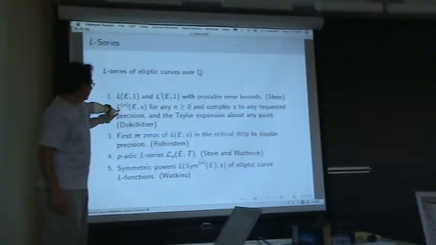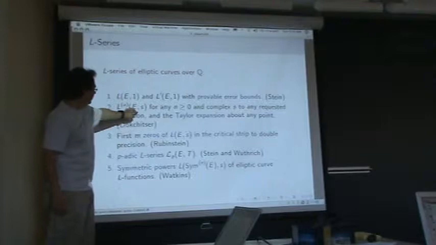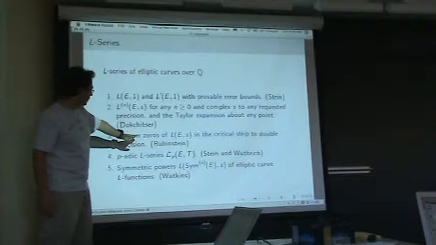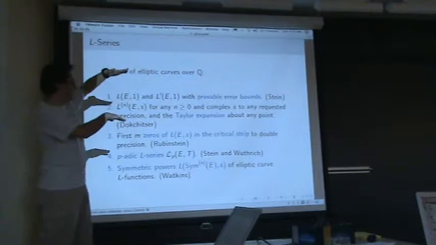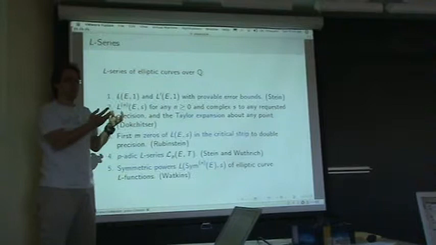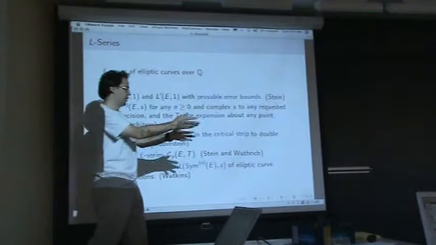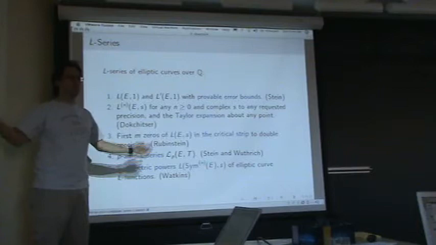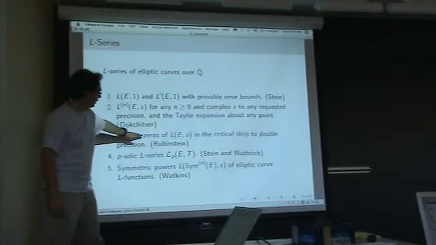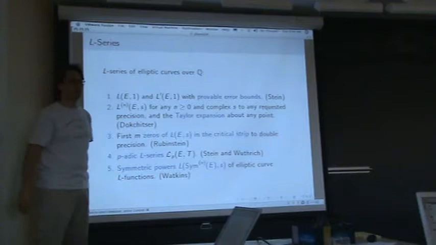You can compute, basically using Dokchitser's program, but you don't have to know that, the nth derivative of the L series at any point you want, which is very nice. Taylor expansions about points, you can compute, and this is very fun. Given an L series of an elliptic curve, you can compute the first n zeros in the critical strip. So if you have some elliptic curve and it has some strange behavior and you're wondering why on earth does the Sato-Tate convergence happen so quickly for this particular elliptic curve, and you're just trying to make some conjecture, one thing that you can very quickly look at in Sage is the zeros of the L function in the critical strip, and maybe see that for that particular curve there's lots of low-lying zeros. Maybe there's some subtle analytic behavior. So it's nice to be able to just whip these out, so to speak.